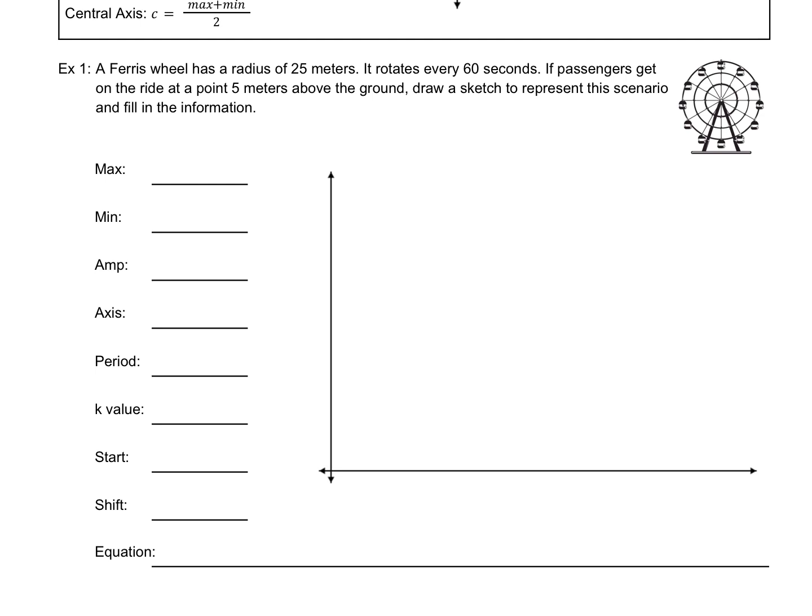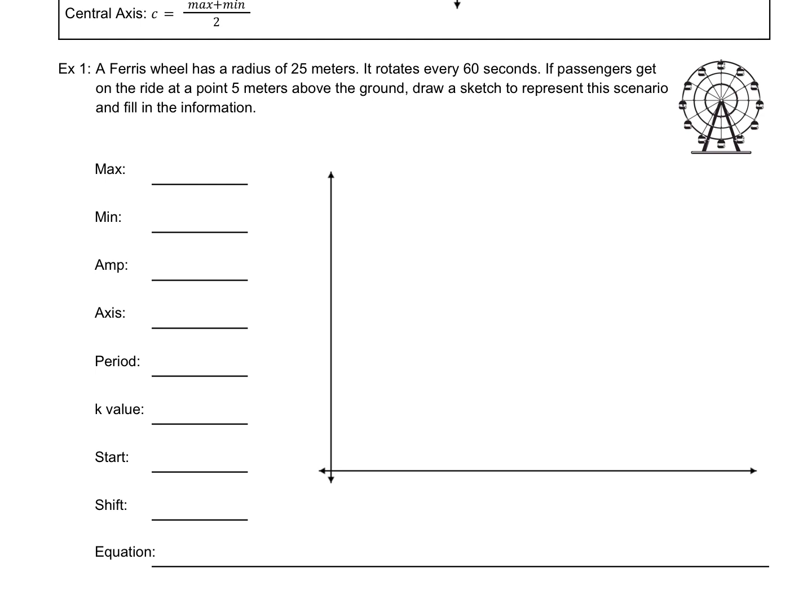A Ferris wheel has a radius of 25 meters. It rotates every 60 seconds. If passengers get on the ride at a point 5 meters above the ground, draw a sketch to represent the scenario and fill in the information. Okay, so I do have a little Ferris wheel on the side, and I'm going to take the information and think about what it might represent.